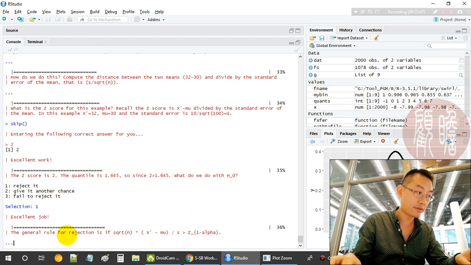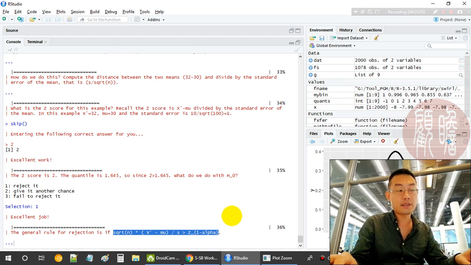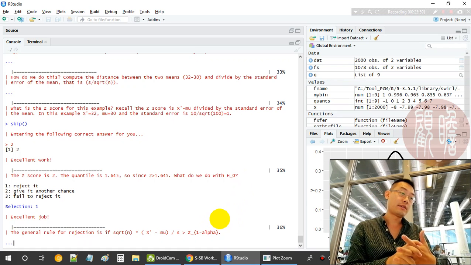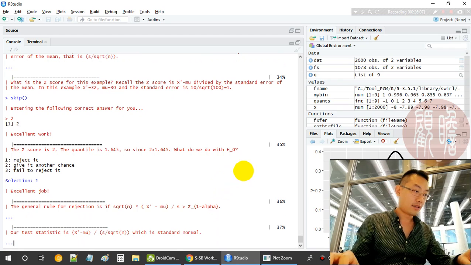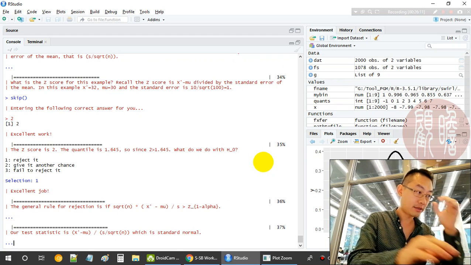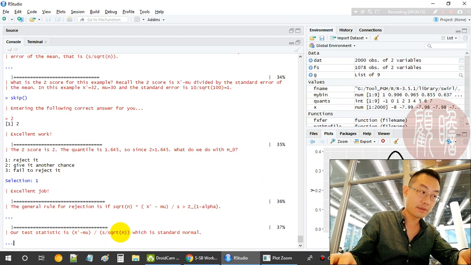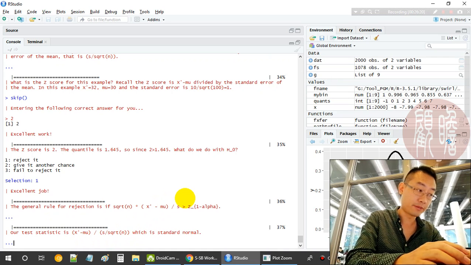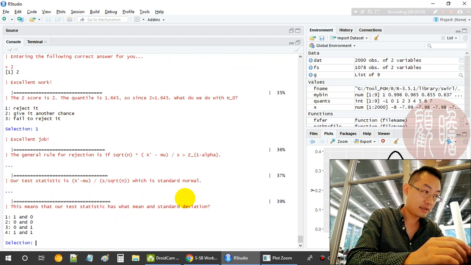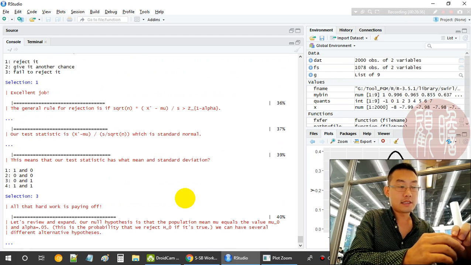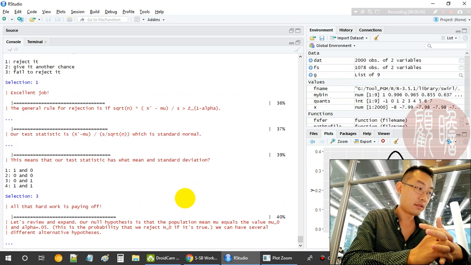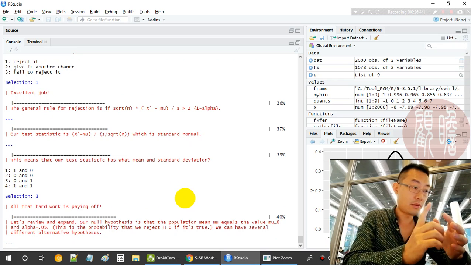Okay, so the general rule for rejection is this. The alpha is 0.05 for 95% confidence, and 0.01 for 99% confidence. Our test statistic is x minus the population mean divided by the standard error, and this is also called a z-score. The mean and standard deviation of this test statistic are zero and one: zero mean, unit variance, one standard deviation. It's the standard normal distribution, also called zero mean, unit variance.